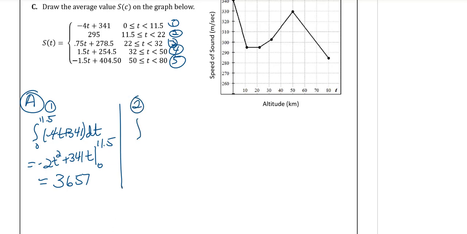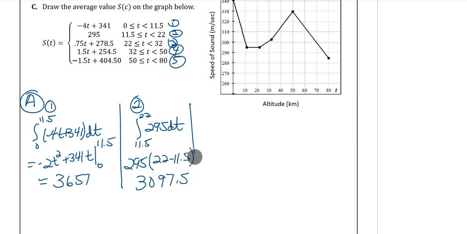And then we're going to do 2. The integral from 11.5 to 22 of 295 dt. So that's just going to be 295 times 22 minus 11.5. When we do that, we get 3,097.5. And then I'm going to start alternating colors here so it's easier to follow.